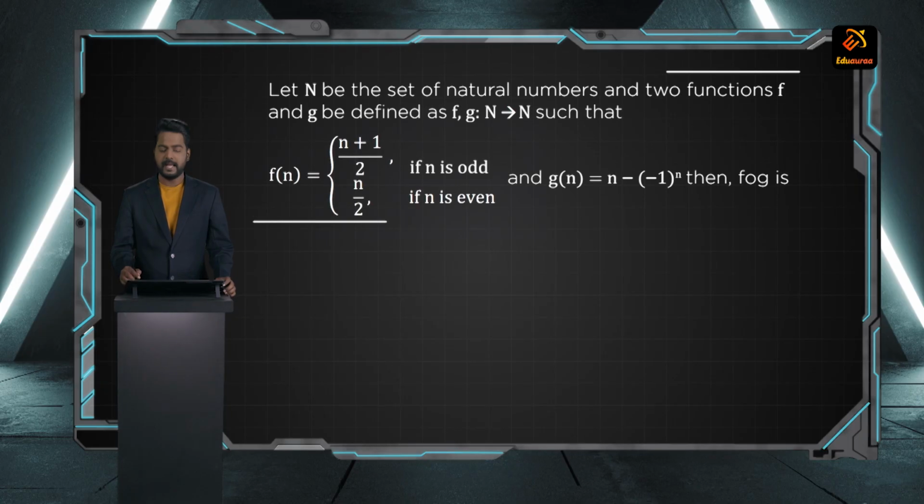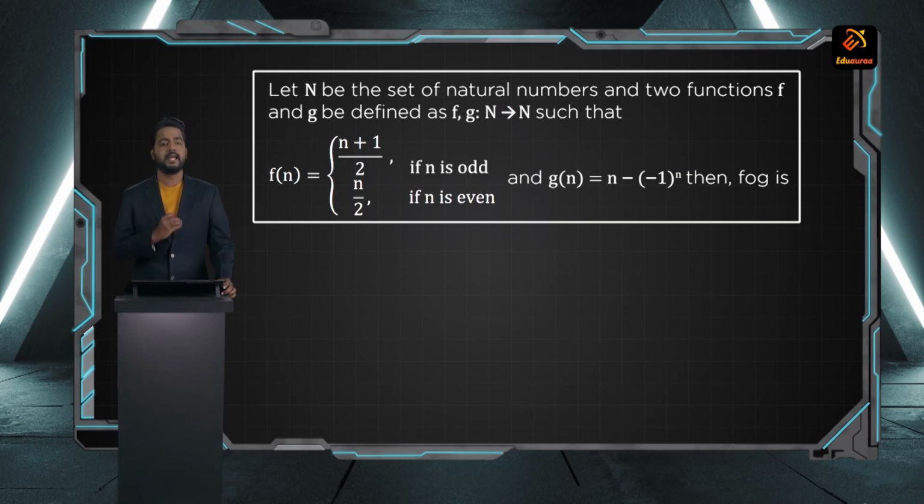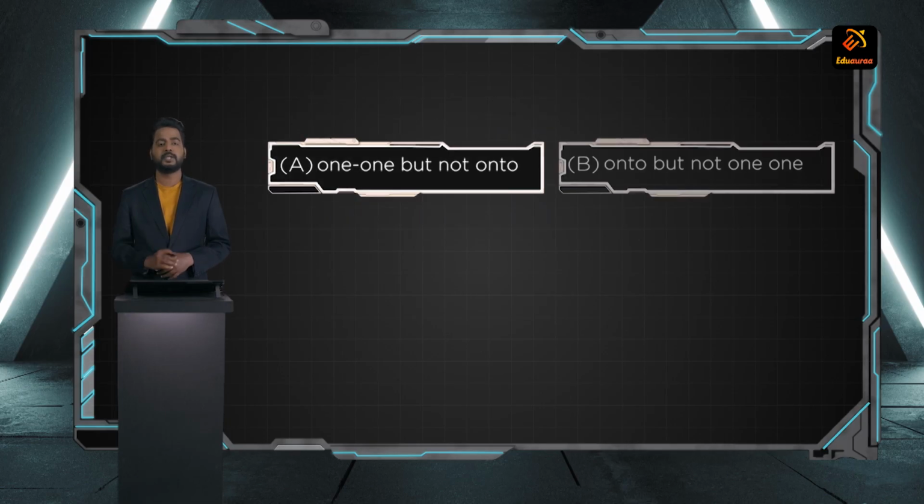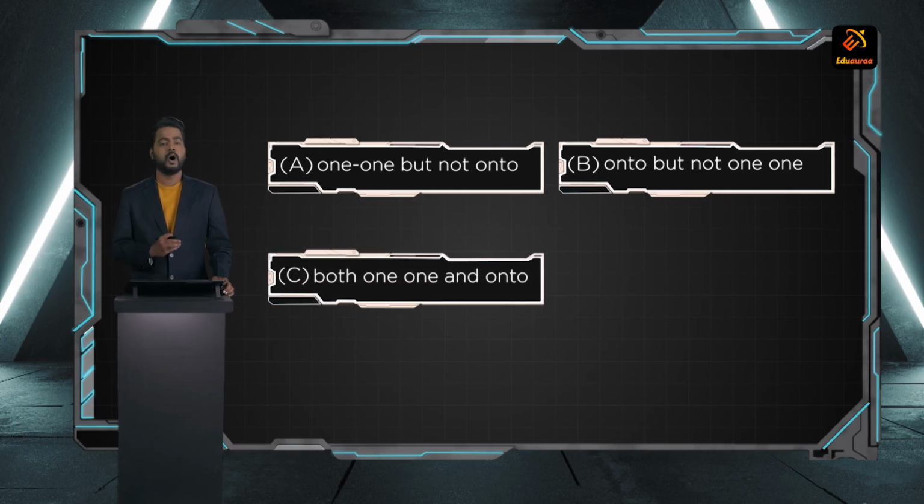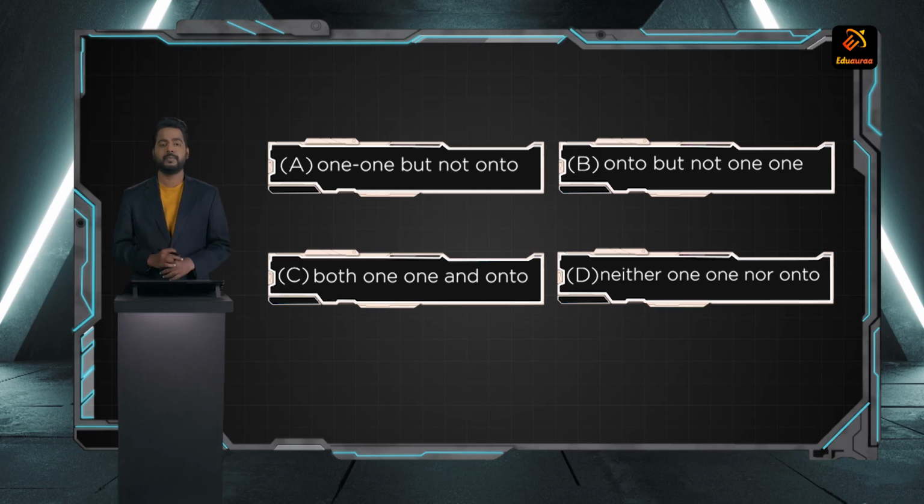Next question is, let N be the set of the natural numbers and two functions f and g be defined as f from N to N, natural numbers, codomain natural numbers, such that f of n is equal to n plus 1 upon 2 if n is odd, is equal to n by 2 if n is even, and g of n is equal to n minus minus 1 to the power of n. Then f of g is option A 1 to 1 but not onto, option B onto but not 1 to 1, option C both 1 to 1 and onto, option D neither 1 to 1 nor onto. This question has come in JEE Main 2019.